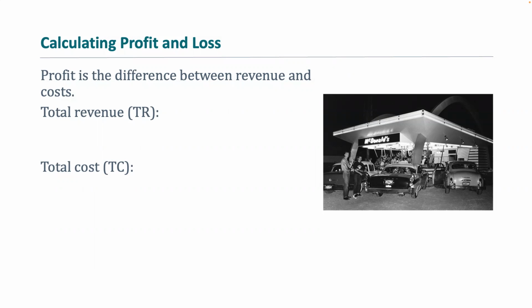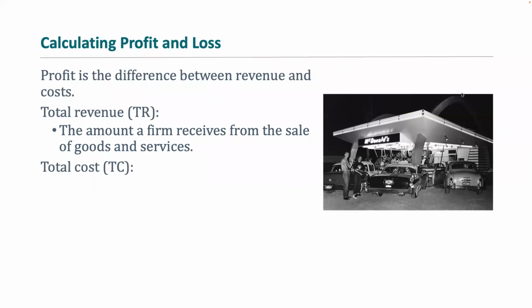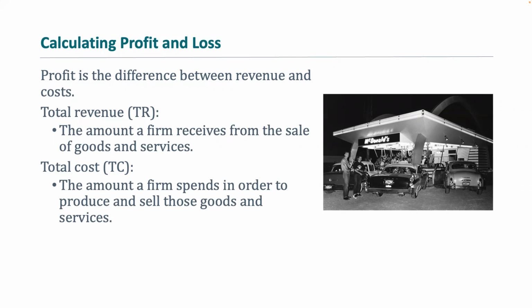Before we get into the intricacies of the calculations, let's define a couple of terms. So profit is going to be the difference between revenue and costs. When we see TR, that's going to mean total revenue, and this is the amount that a firm receives from the sale of goods and services. Anytime that we see TC, this is going to represent total cost, and that's going to be the amount that a firm spends in order to be able to produce and sell those particular goods and services.